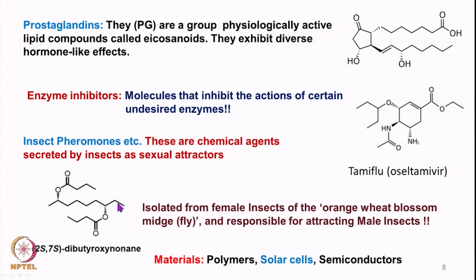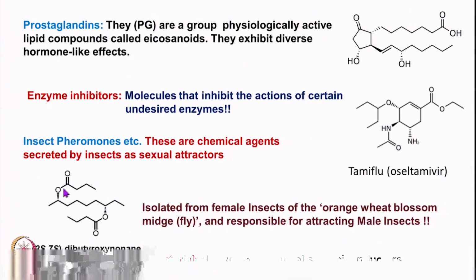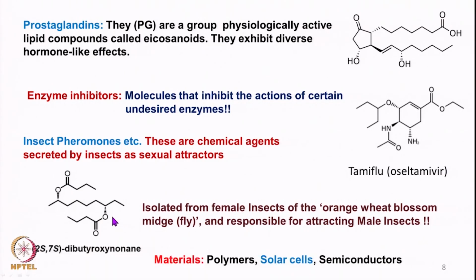And therefore, if we take this particular molecule, synthesize it, and put it in the field where wheat is grown, then since this is isolated from female insects, and we keep this in a corner of the field, all the males will be attracted towards this particular compound, and then with a small amount of insecticide you can kill the male insects and not spoil the wheat.